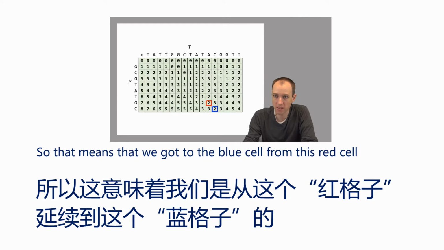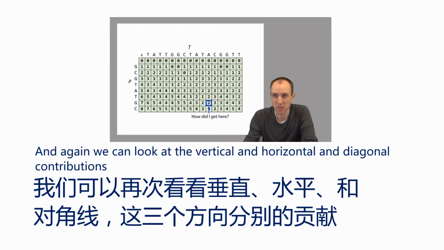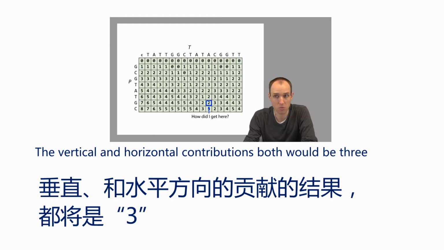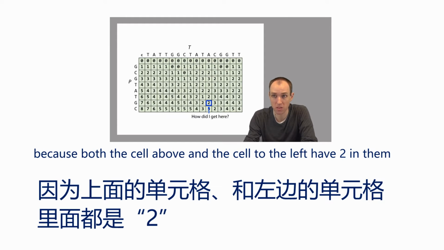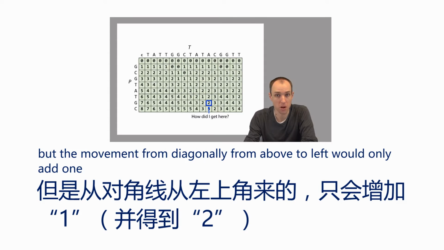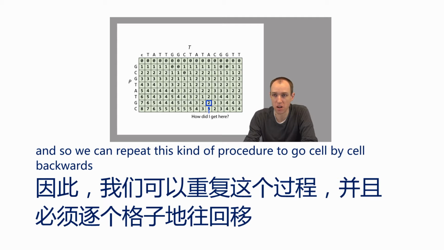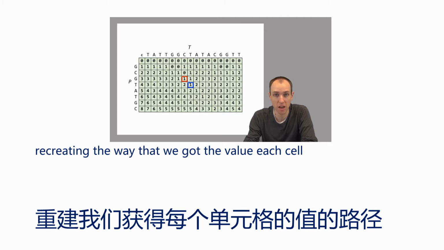So that means that we got to the blue cell from this red cell. Now we can ask the same question of that red cell. How did I get here? And again, we can look at the vertical and horizontal and diagonal contributions. The vertical and horizontal contributions both would be 3 because both the cell above and the cell to the left have a 2 in them. We would have to add 1 for adding on that final gap, so they would both contribute a 3. But the movement diagonally from above and to the left would only add 1, so we must have come diagonally. And so we can repeat this kind of procedure to go cell by cell backwards, recreating the way that we got the value in each cell.